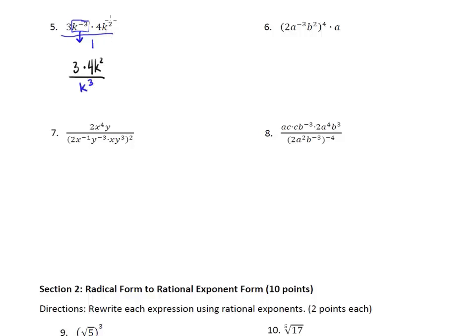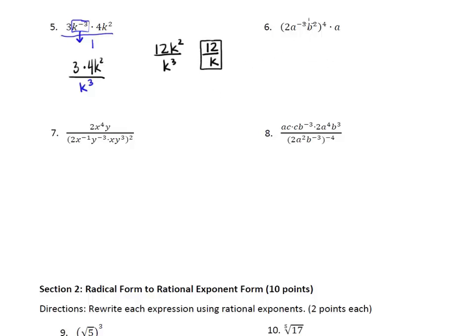I could, if I wanted to, I could move this k squared down to the bottom too. I would just make it k to the negative 2. That's fine, it's not helpful, but I can do it, right? Mathematically, that's an okay legit thing to do, okay? So now let's clean this up a little bit. I've got 3 times 4 is 12. So I've got 12k squared divided by k to the third. All right, so I have 2 k's on top, 3 of them on the bottom. 2 of these are going to cancel out 2 of these, leaving me with a single k in the denominator. So I have 12 on the top and a single k in the denominator.